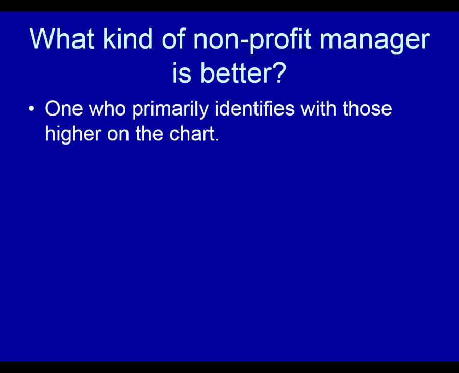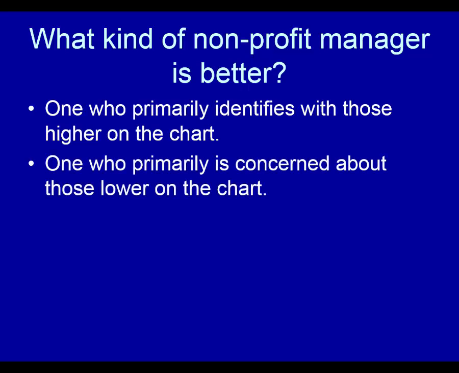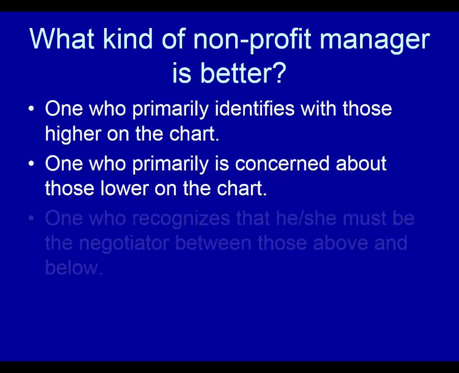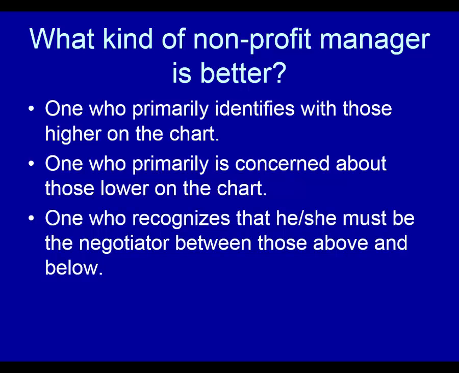What kind of nonprofit manager is better? Would you say it's one who primarily identifies with those higher on the chart? If you're a supervisor, you identify with the executive. If you are the executive, you identify with the board. Or one who is primarily concerned about those lower on the chart. You identify with the needs of staff, for example, if you are the executive. So it's you and the staff against the board, possibly. How about this one? One who recognizes that he or she must be the negotiator between those above and below. Well, I would suggest the last one is the best, the most optimal.